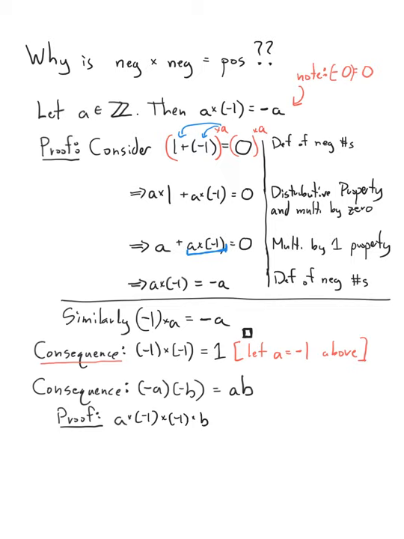And now, well, what do we have in the middle here? We have this -1 times -1, which we know is 1. So we have now a times 1 times b. And multiplying by 1 does nothing, so this is the same thing as a times b. So now, if we have two negative numbers, we know we can just multiply, and the two negatives cancel out. So that's why this rule, negative times a negative is a positive, holds.